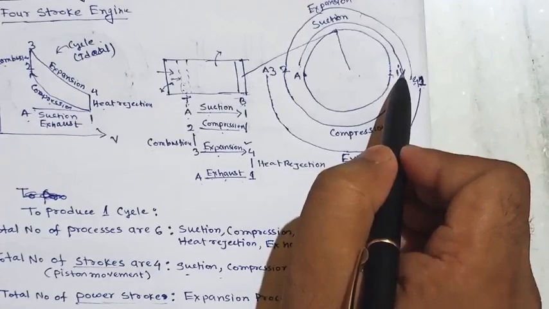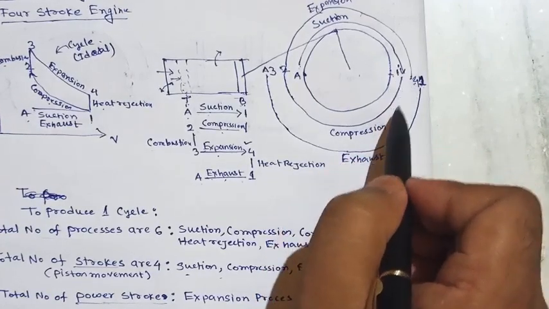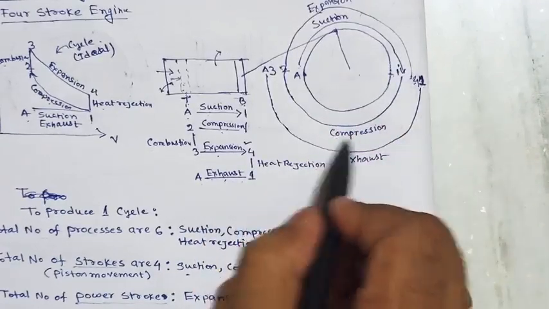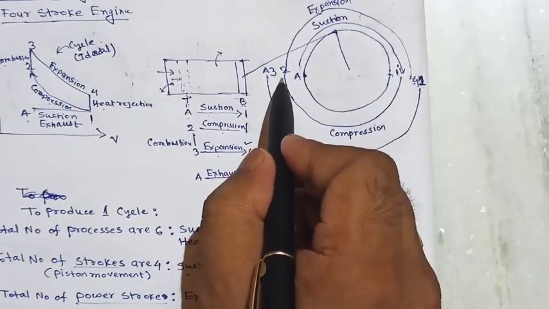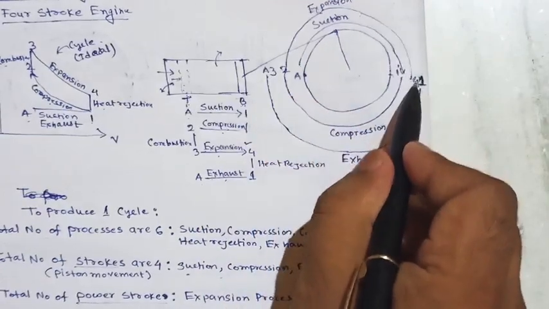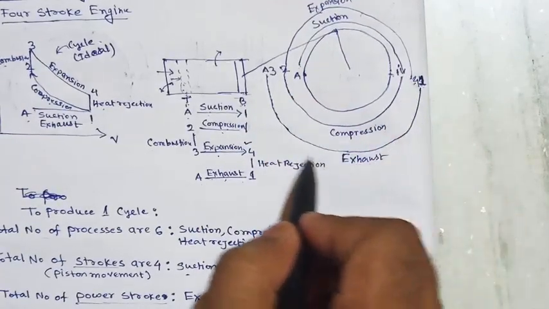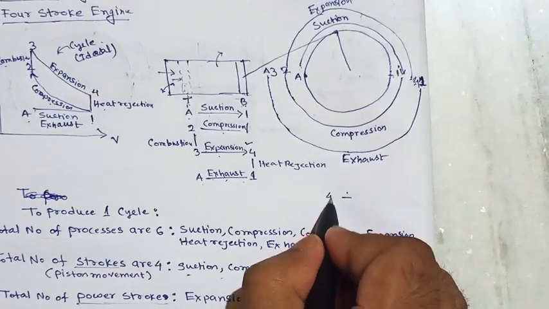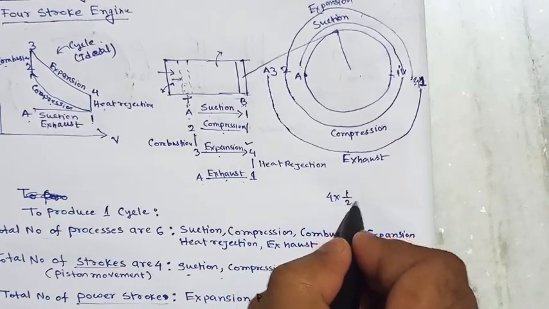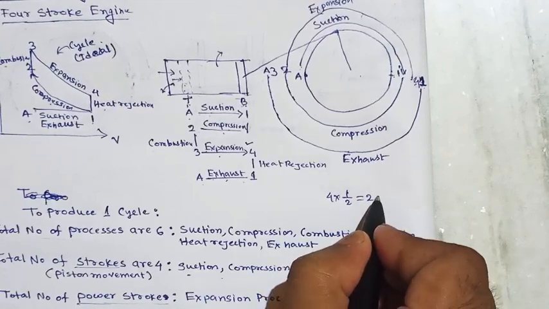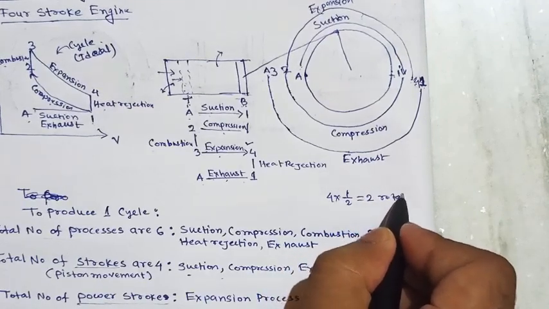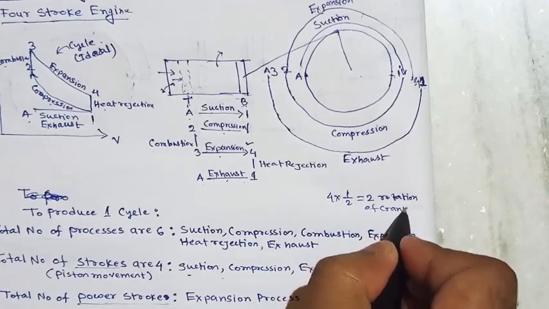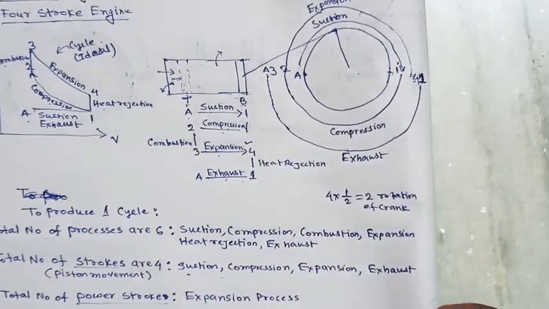The suction process is half a rotation, then the compression process is half a rotation. Then the expansion process is half a rotation of the crank, and the exhaust process is half. So the total is 4 into half, that is 2 rotations of the crank. Okay.